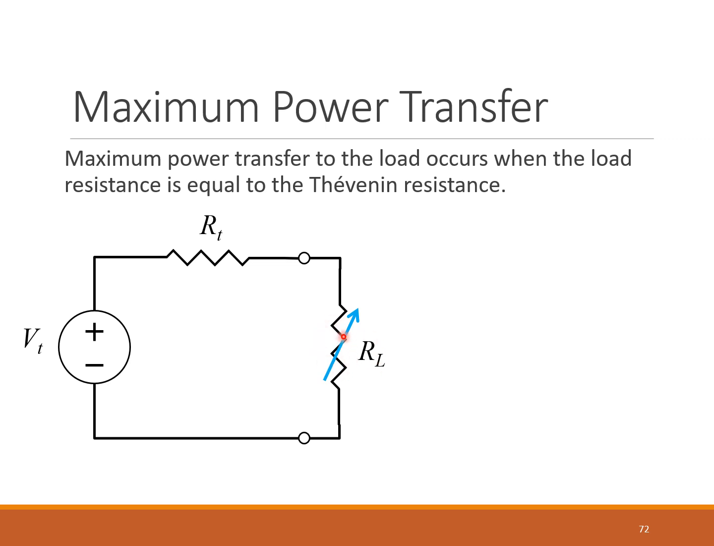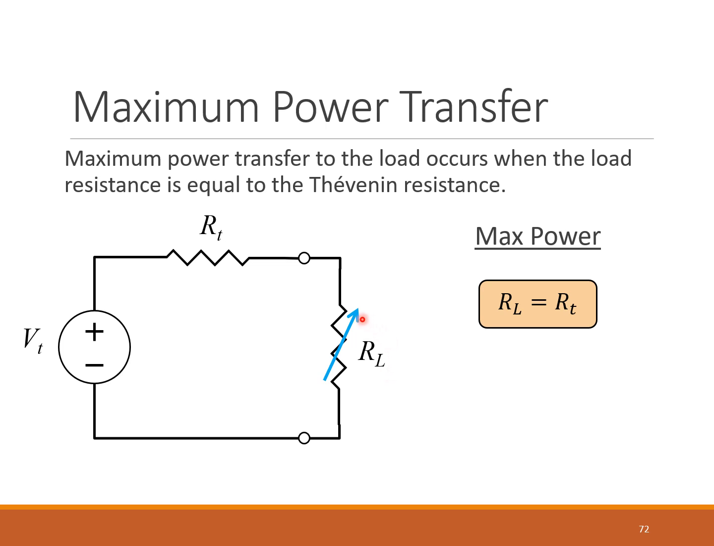And so it turns out that our maximum power transfer to that load occurs when our R_L is equal to R_T. And so I'm not going to go through the full derivation of that, but you can see that on page 101 in the textbook. Essentially what we do is we calculate an equation for the power of this load resistor. We then take the derivative and we set it to 0 to find a local maximum.